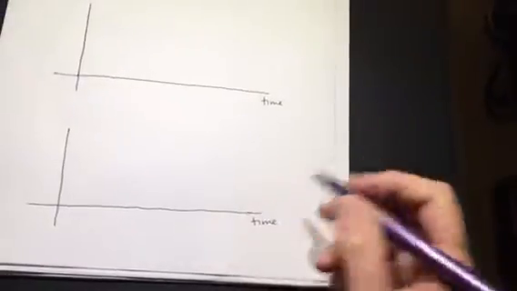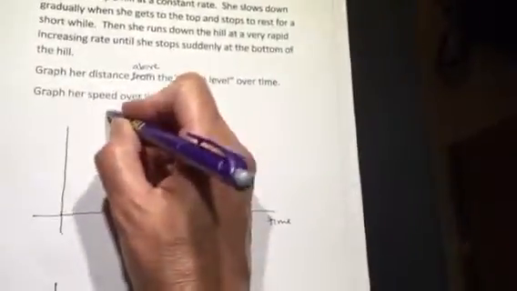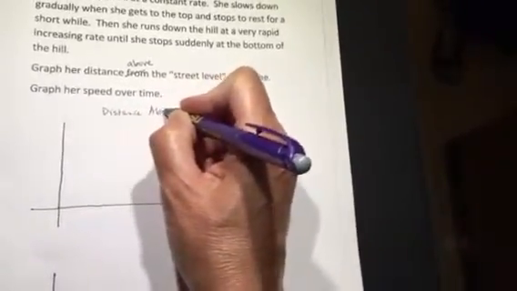What does the horizontal axis represent? Time. So, time and time on both of them, right? Now the first one is her distance from street level. Maybe it should say distance above street level. So let me label the first one, distance above street level.